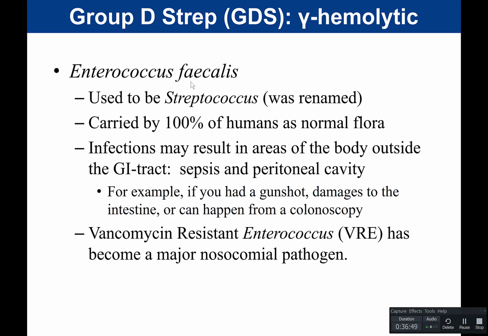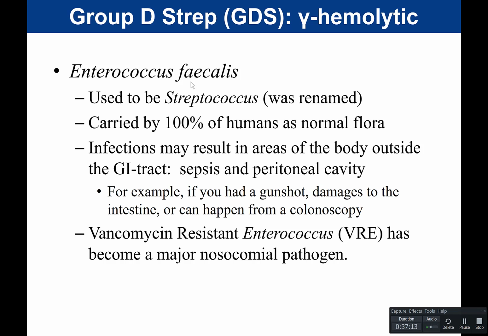Enterococcus faecalis is part of normal flora in the gut. 100% of people carry it as part of their gut. Problem is when it gets out of the gut. So a gunshot wound, a stabbing, even something as simple as a colonoscopy, if they nick the colon and some of the bacteria spills into the peritoneal cavity, it can cause an infection.